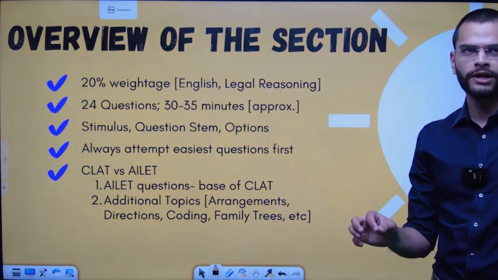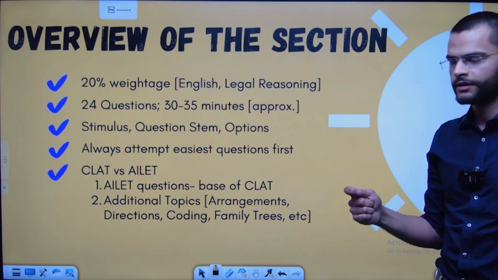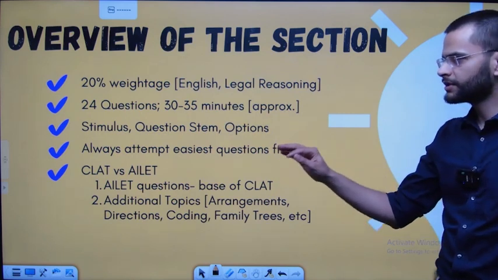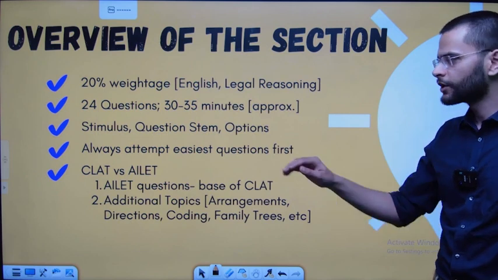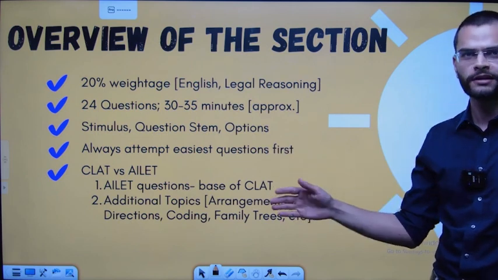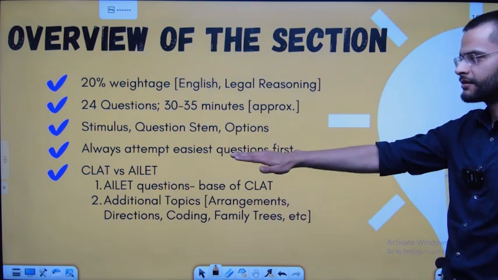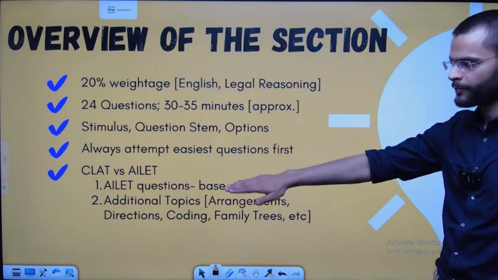It is a golden rule in critical reasoning and most people don't adhere to it. Always attempt the easiest questions and the easiest reading comprehensions first. Don't try to prove your skill in critical reasoning; get as many marks as possible.